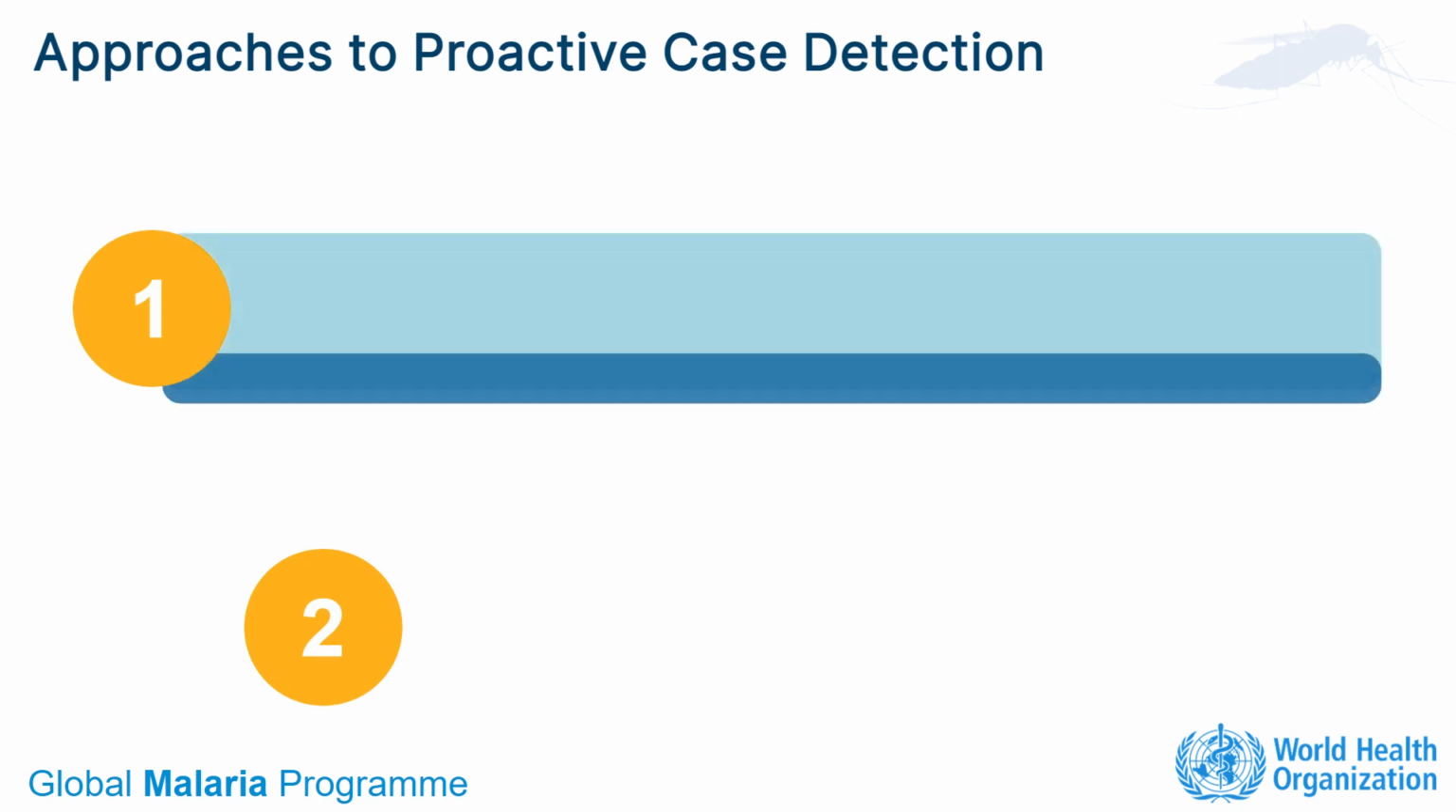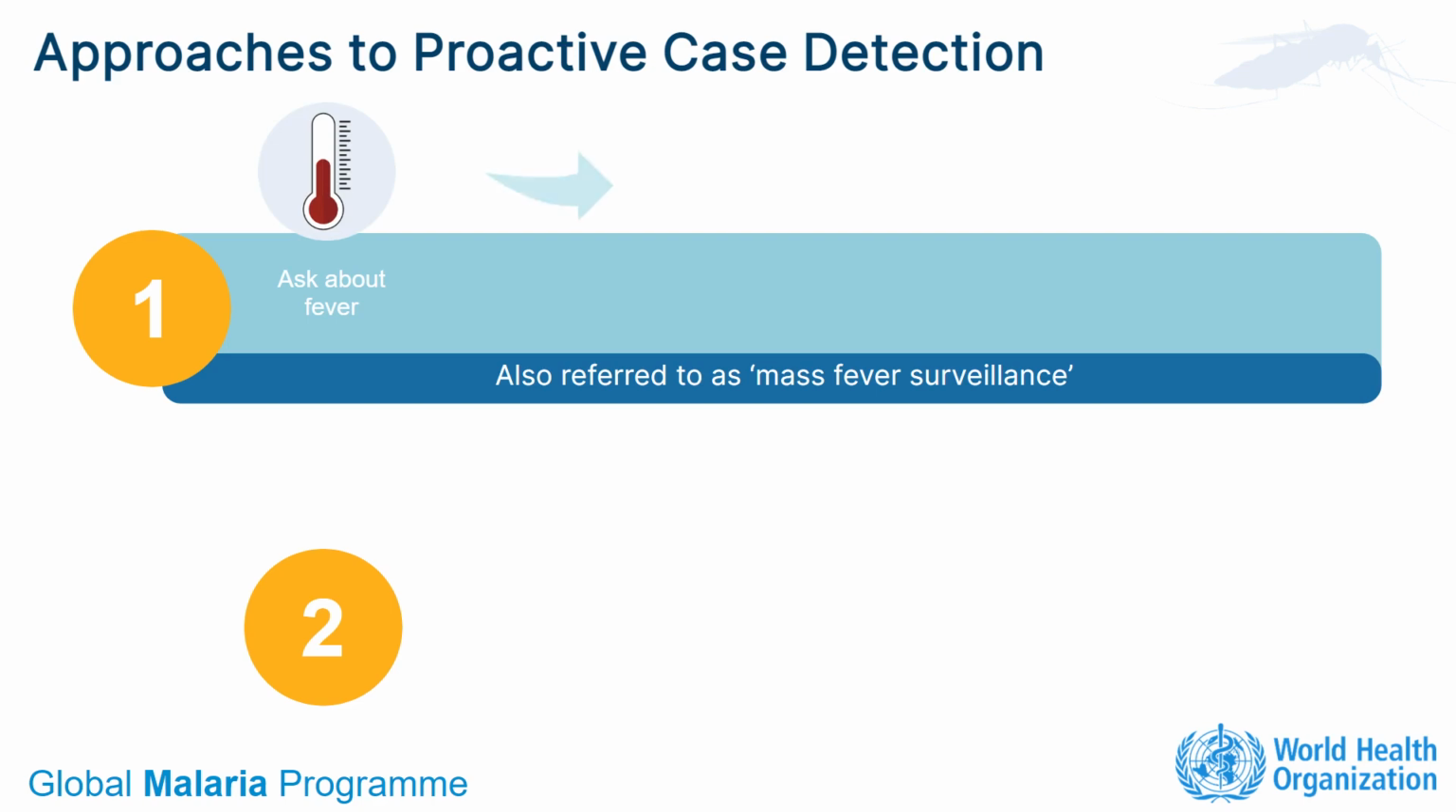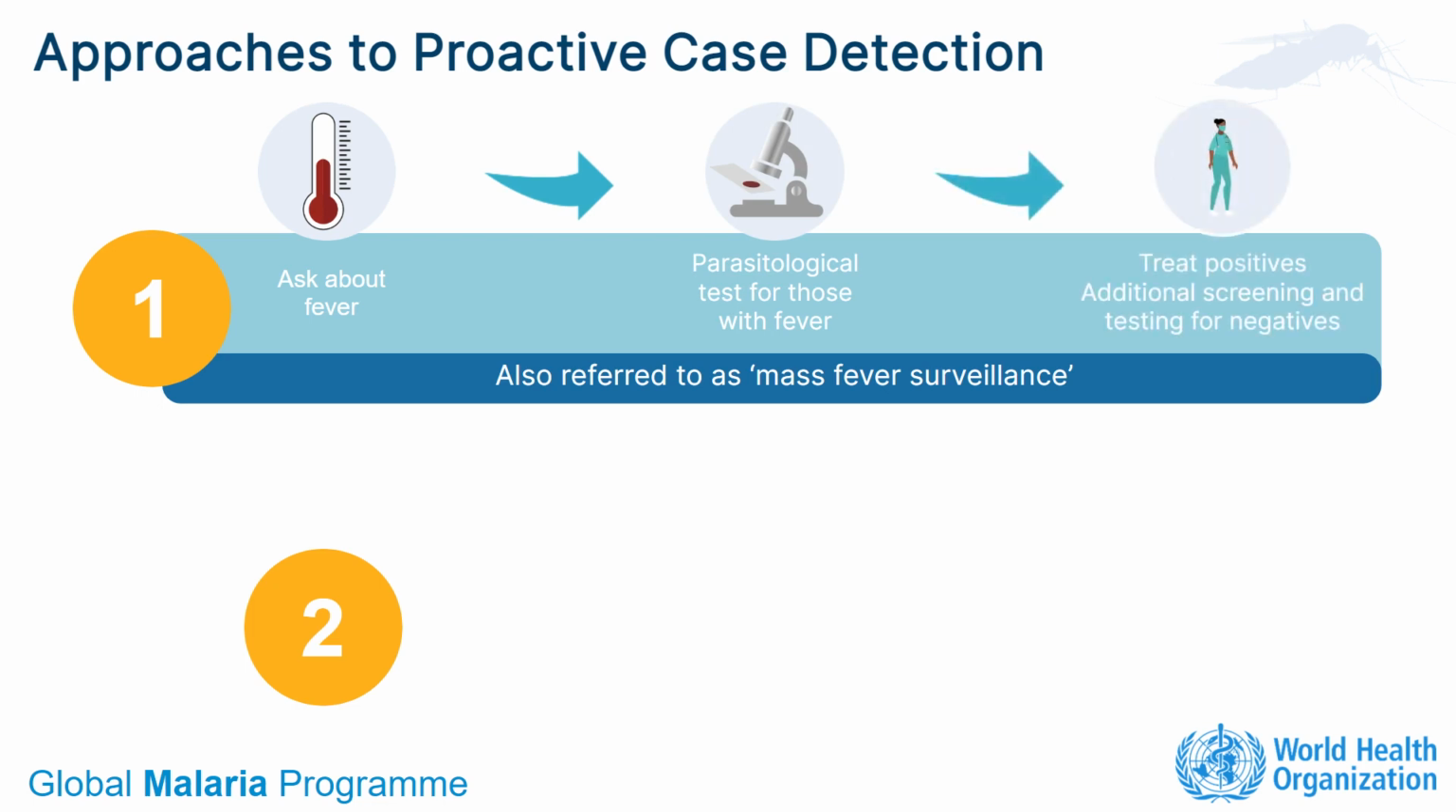There are two potential approaches to conducting proactive case detection. The first, which is also referred to as mass fever surveillance, is when everyone in the target population is screened for fever or history of fever. Those with fever or history of fever are tested for malaria with a parasitological test. Those who test positive should be treated with an antimalarial according to national guidelines and followed up to ensure a complete cure. Those who test negative should be appropriately referred.